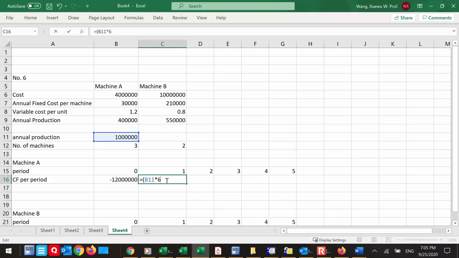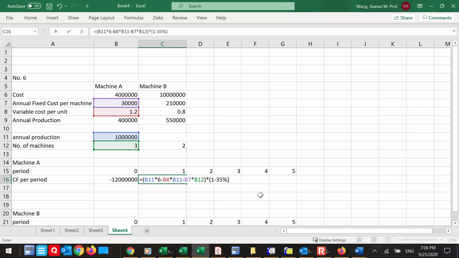And then you're going to pay a lot of cost here. Some of the cost is variable cost, so that's 1.2 per unit, and you're producing this amount of units. Some others are fixed cost, so that's the fixed cost for each machine, and you have 3 machines. So that is your revenue minus the cost. Now you can start paying tax. The tax rate is 35%.